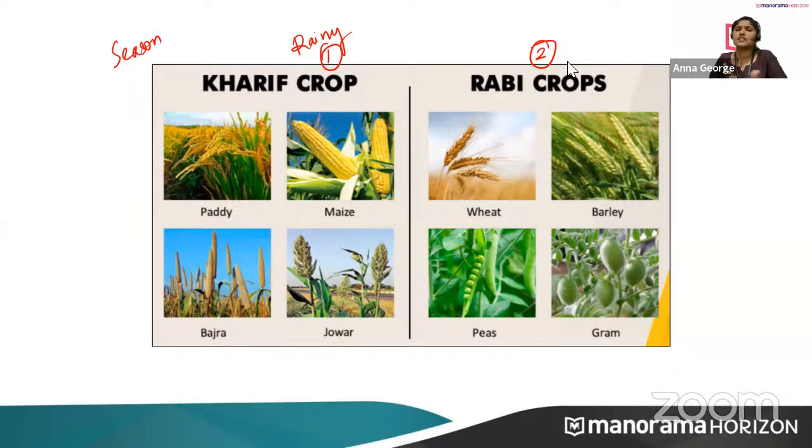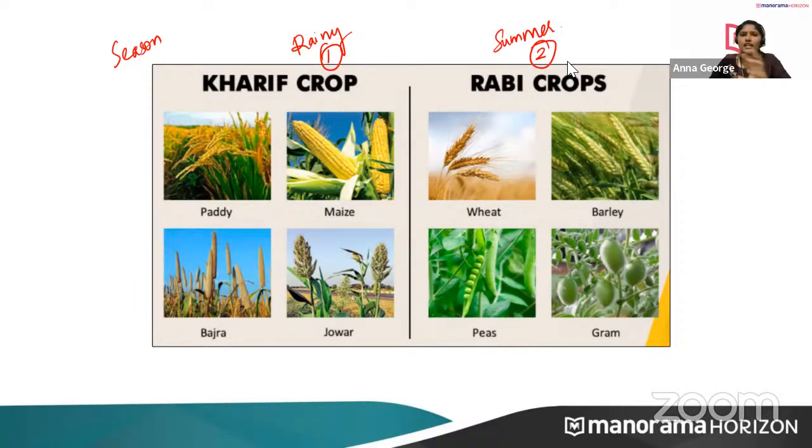And what about rabi crops? Are they grown in the rainy or summer season? Absolutely, they are grown in the summer season. Okay, so these are the two basic types of crops that are grown: kharif crops and rabi crops.